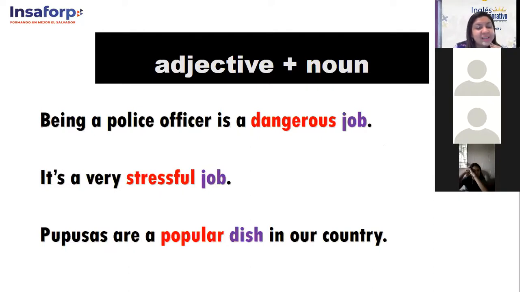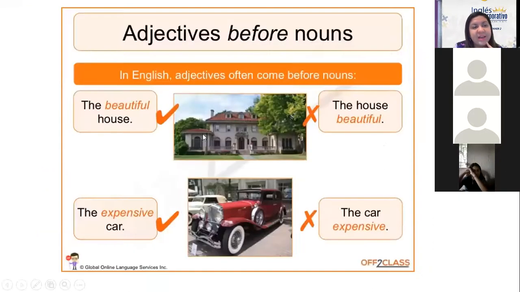Ok. Next, in the next example, we have adjectives, more examples with adjectives before nouns. For example, the beautiful house. This is correct. But it's incorrect to say the house beautiful. Eso está incorrecto. The house beautiful. Or the car expensive. El carro caro. No, that's incorrect in English. We say the beautiful house has a big garden. Oh, the beautiful house has a lot of windows.